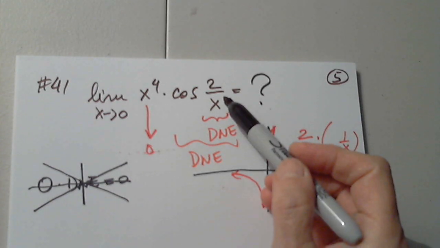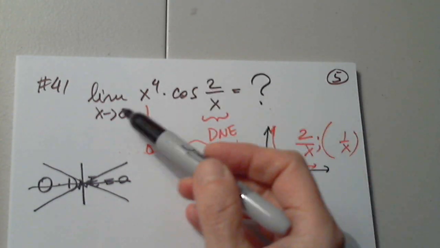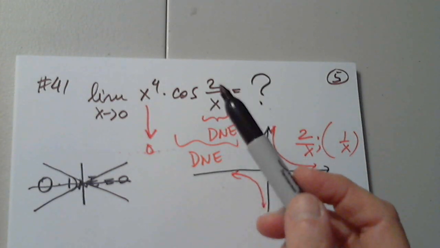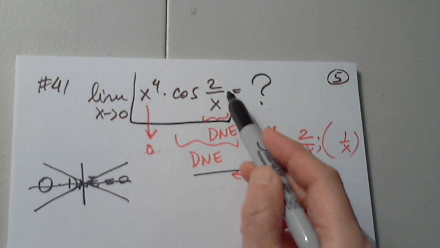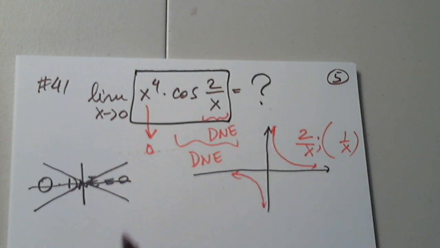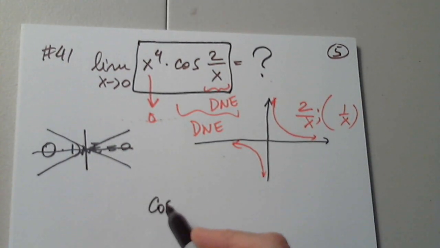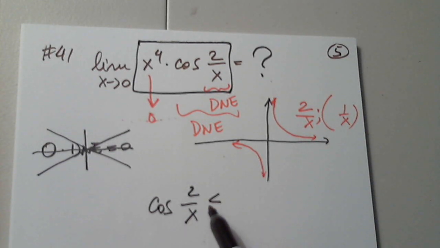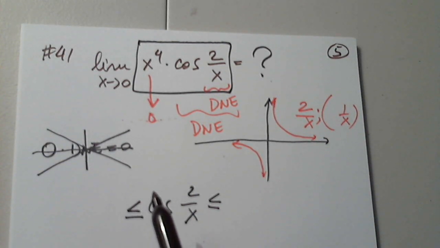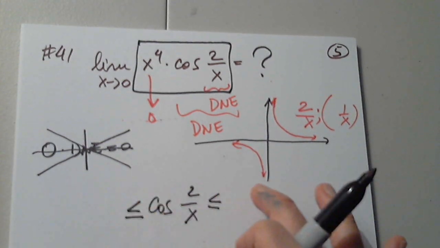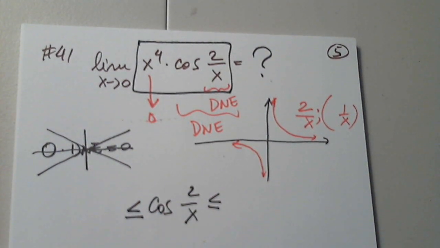We start with this piece of the function. The function is not cosine. The function is this product. But we start with one piece of it. So we're going to say cosine of 2 over x. And we know that cosine is a function that is bounded, this number below and this number above. Anyone remembers what is the smallest number that cosine can take and what is the largest number that cosine can take? That'd be -1 and 1. Brilliant. Thank you very much.